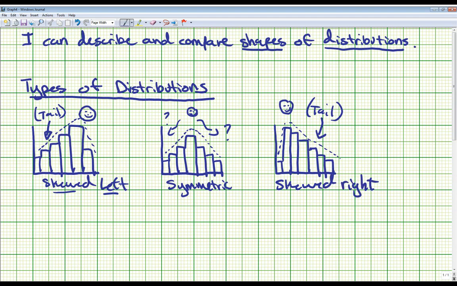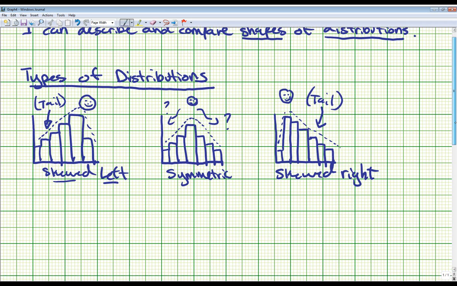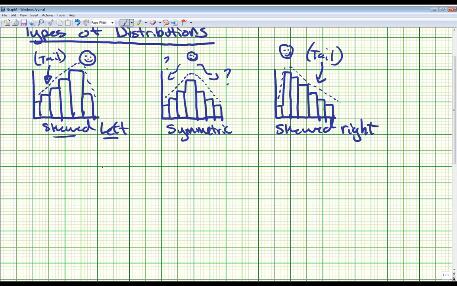So those are the 3 different types of distributions we can see. We have a skewed to the left kind, a symmetric that's pretty equal on both sides. It does not need to be perfect, but pretty equal. And then skewed to the right. And it all depends on where the tail of the dragon is.